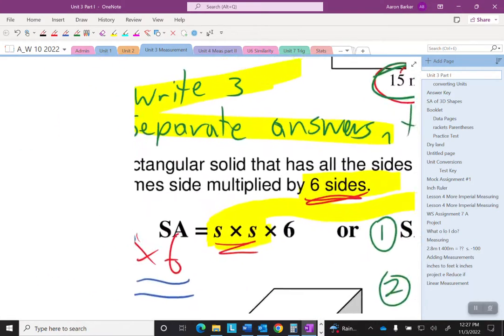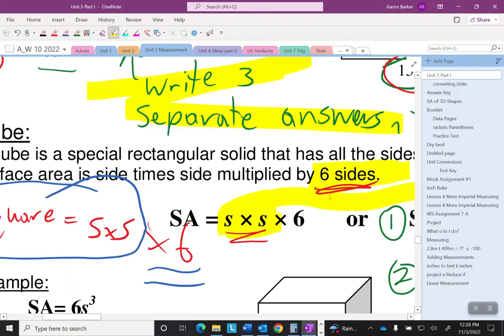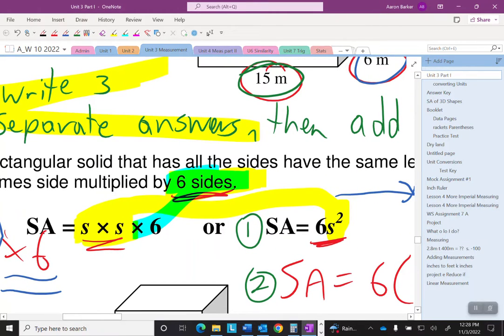So what we have is 1 square, okay, which is side length times side length. So 1 square is side length times side length, but since there's 6 of them that are equal, then we just simply times it by 6. And that's where they've gotten this formula from. So the formula is side length times 6 because there are 6 sides. Okay. However, what they want you to do is take this side times side, and you can use the exponent s squared. So you go 6 times s squared.